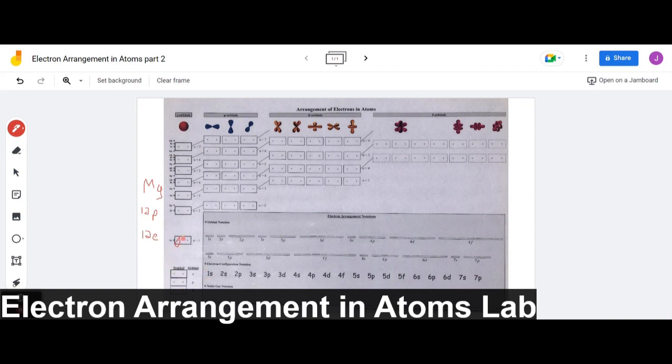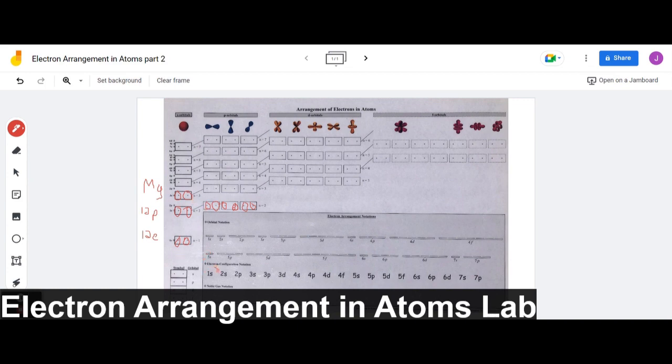Starting at the bottom and working our way up, 2 electrons in the 1s sublevel, followed by 2 in the 2s sublevel, followed by 6 in the 2p sublevel. Notice that I'm filling these 1 circle per box until we have to double up. At this point, we've found a home for 10. We've got to get to 12 because there's 12 electrons for magnesium. So I would stop here.